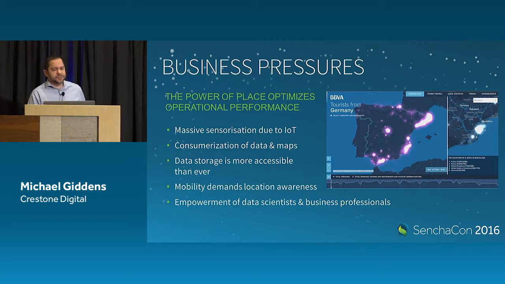So business pressures: businesses are starting to get pressure about the decisions they make now in the world. And the world is becoming really more globally connected with the growing number of internet things coming online. And more users expect maps to be real-time and interactive. Data storage is becoming cheaper, and even governments are working towards sharing more open data and being more transparent.